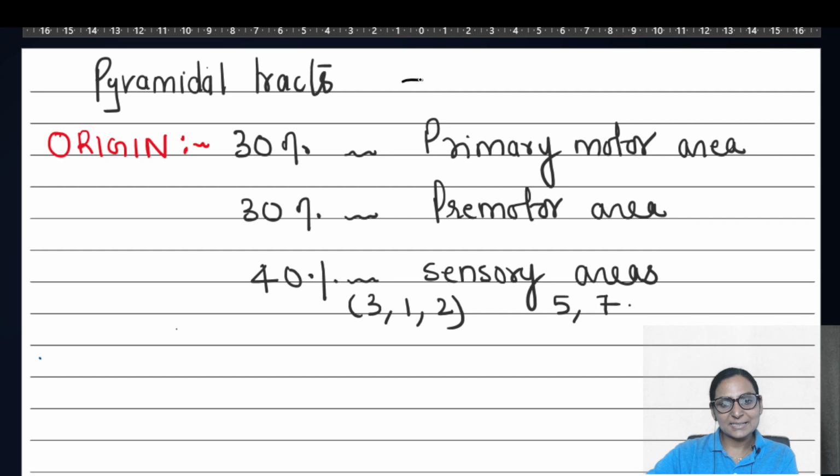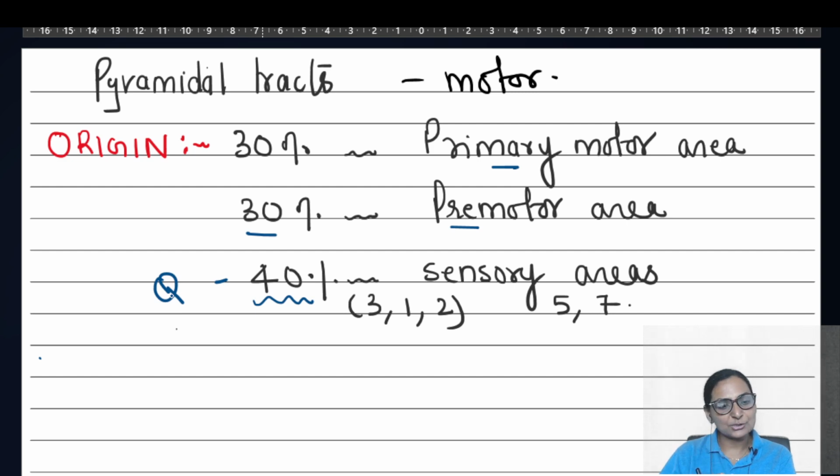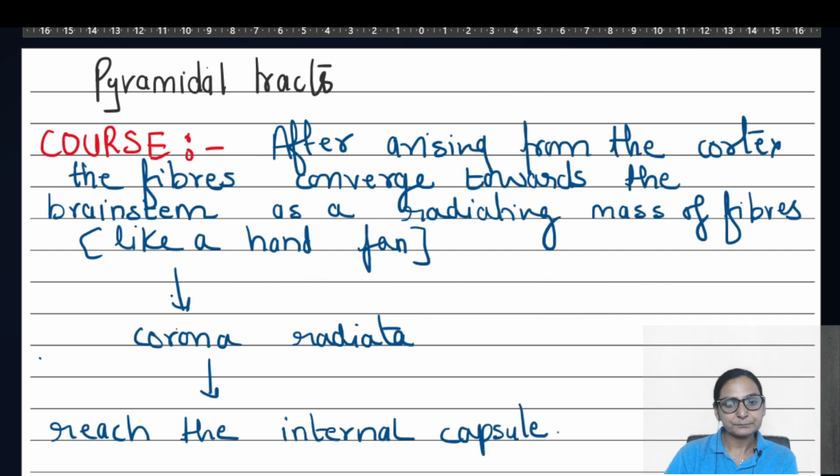Now, though we call this pyramidal tract a motor tract, you will be surprised that 40% of the fibers in the motor tract are coming from the sensory areas. That means 40% of the fibers are sensory, coming from areas 3, 1, 2, the primary sensory areas, and areas 5 and 7, which are the association areas. 30% of the fibers are from the premotor area and another 30% from the primary motor area. This is also an important MCQ: what percent of the fibers are sensory.